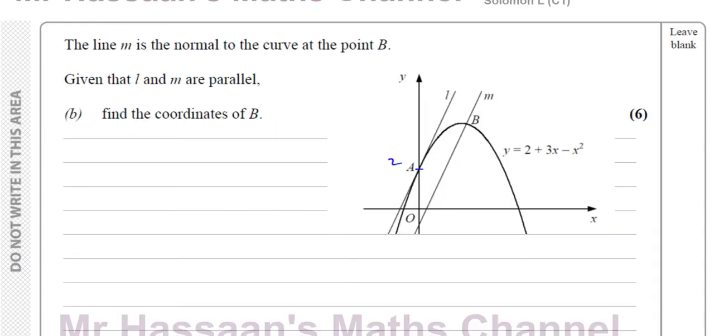Now for part B. We know the equation of line L is y equals 3x plus 2 from the last question. Now it says the line M is the normal to the curve at the point B.